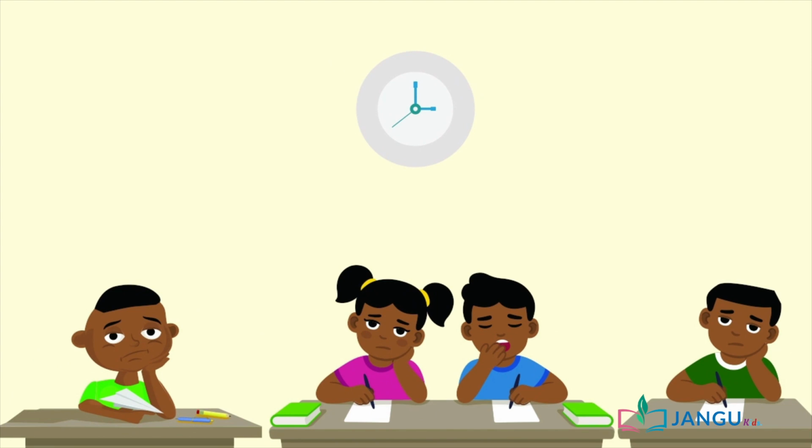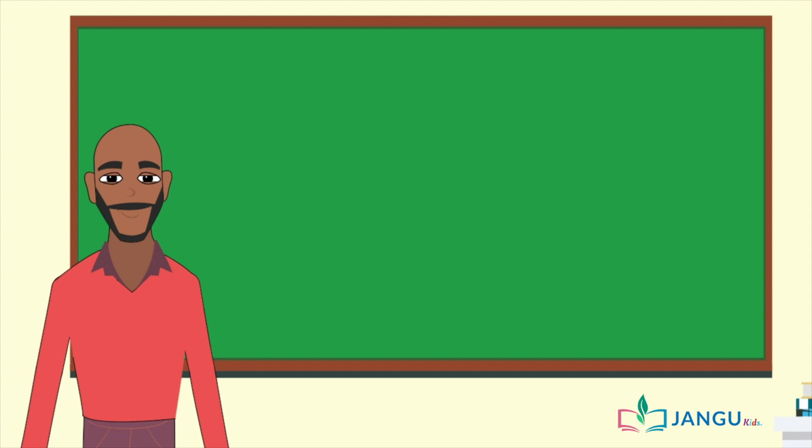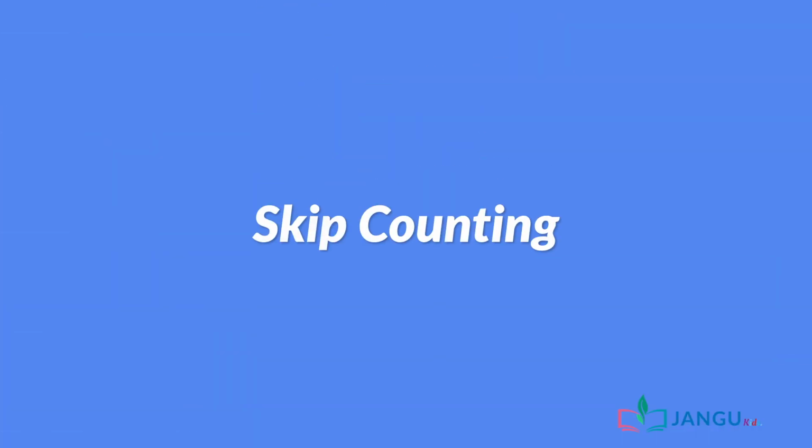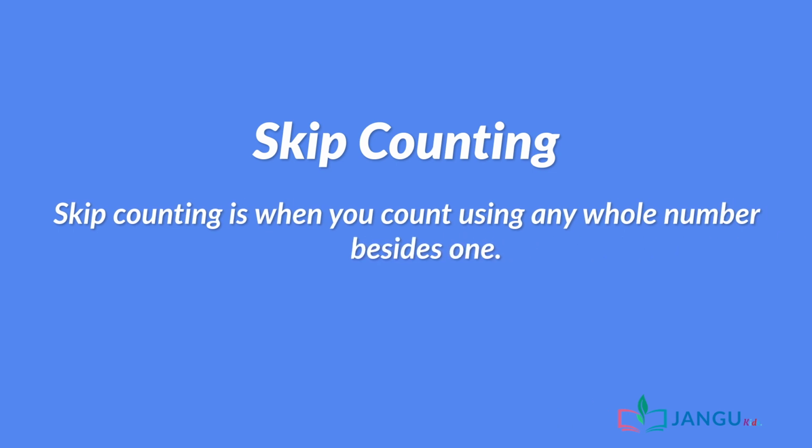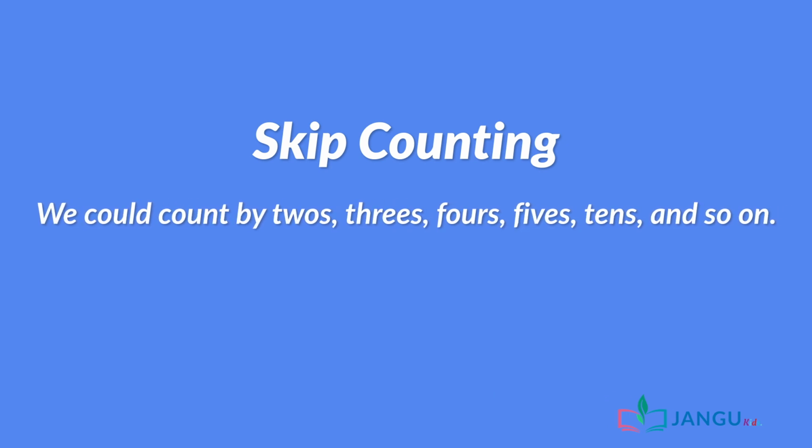There are ways we can count to 999 faster. Can you think of any? Well, skip counting. Skip counting is when you count using any whole number besides 1. There are ways we can skip count whole numbers to get to 999 and also backwards from 999. We could count by 2s, 3s, 4s, 5s, 10s and so on. The number you choose to skip count with determines how fast we could go, even by hundreds.